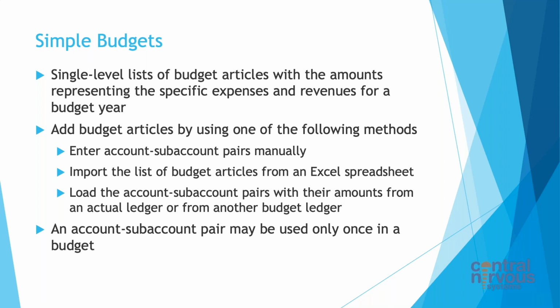Single-level simple budgets are single-level lists of budget articles with amounts representing the specific expenses and revenues for a budget year. You add budget articles by using one of the following methods. You can enter an account/sub-account pair. If you've got sub-accounts turned on, you need an account and a sub-account to put in the budget, so you enter those manually by typing them in. You can import the list of budget articles from an Excel sheet, or you load the account/sub-account pairs with their amounts from an actual ledger or from another budget ledger, so you'll see a comparison. An account/sub-account pair may only be used once in the budget, which makes sense, so it doesn't add things up if you've got multiple lines.